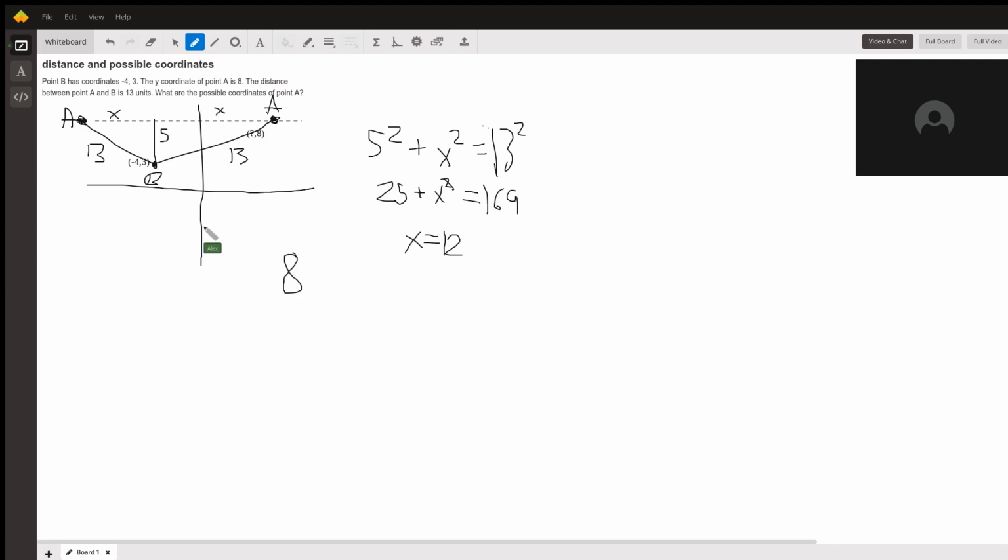8. And 12 less than -4 is -16. We know the y coordinate already. That's -16, 8, and 8, 8. So that's the answer. You should have two coordinates, -16, 8, and 8, 8. And that should be the right answer.